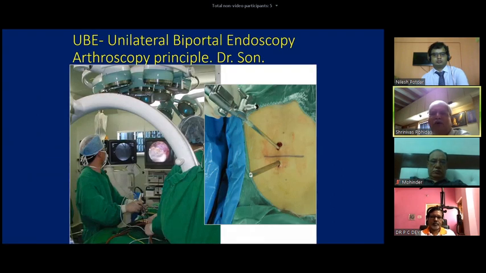Now this is one of the interlaminar approaches. This is UBE, unilateral biportal endoscopy. Main philosopher is Dr. Son. This is Dr. Son. They use 2 hands. In one hand it is the endoscope and in the other hand it is the instrument. It can be drill, it can be RF or other instruments. So these are the 2 ports.